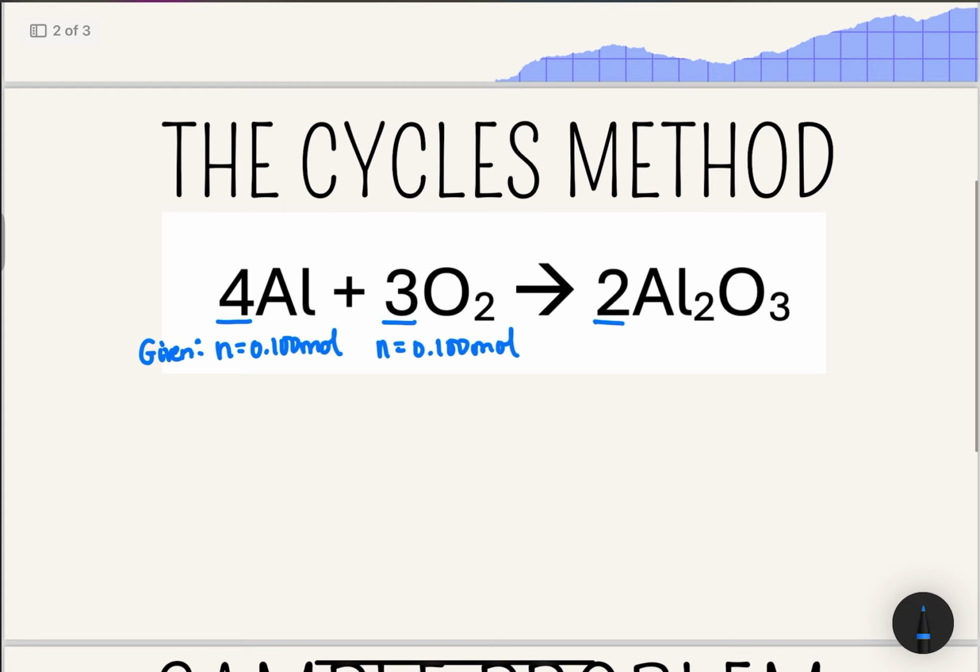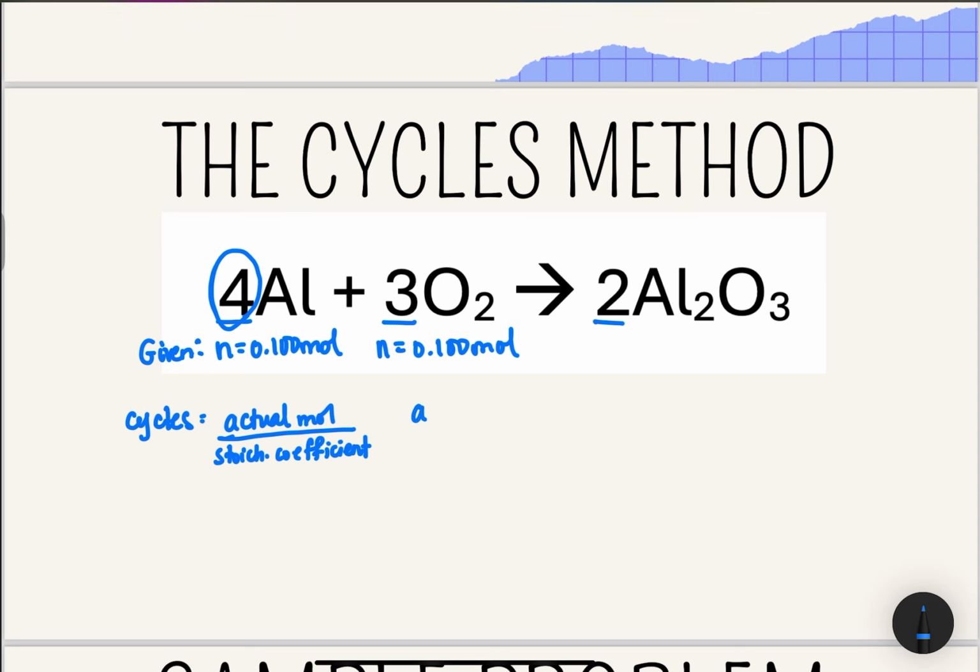So how does this cycles calculation work? The cycles will equal the actual moles divided by the stoichiometric coefficient. That's just a fancy way to say the balanced ratio I see in the equation, so I'll just call it the stoich coefficient. I'll rewrite the formula here because I'm going to calculate this once for aluminum and again for oxygen: actual mole divided by stoichiometric coefficient.